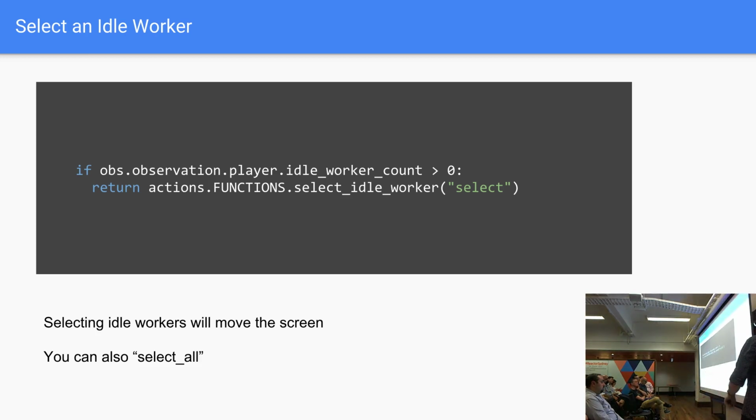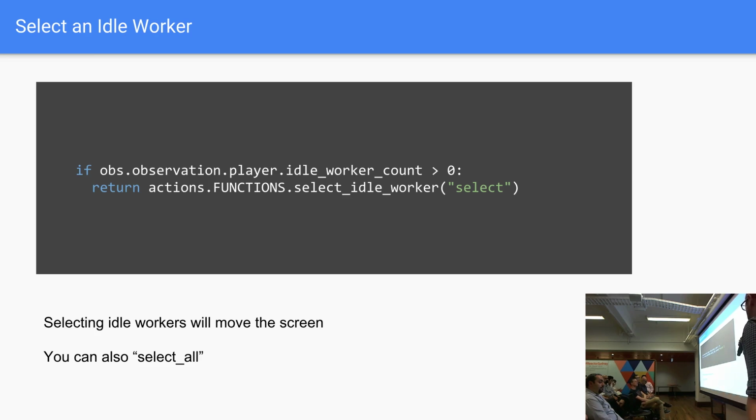You do have to feed in this select variable. Now that actually represents a range of select actions. They become a little bit more important for other types of select actions, but they generalized it so you can use the same thing for selecting idle workers.